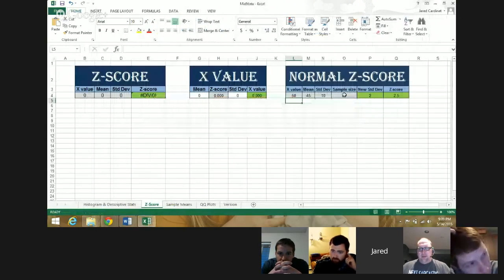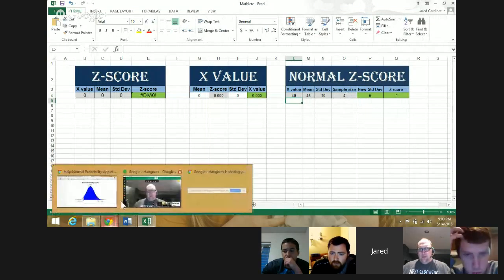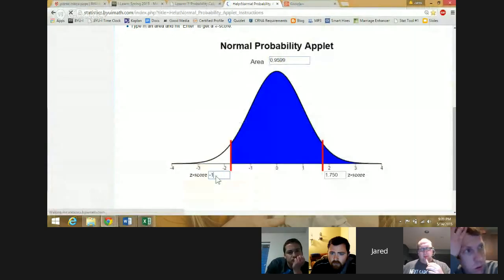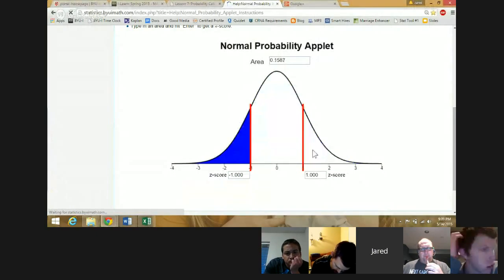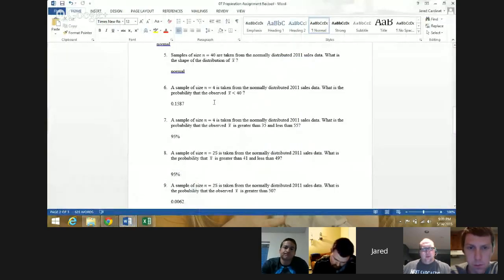Let's see, I'll do 6. A sample size of n equals 4 is taken from the normally distributed 2011 sales data. What is the probability that the observed x bar is less than 40? So your sample size is 4, and then the value is 40. A z-score of -1. And then we go to -1, and we want to know if it's less than, and we get this right here, 0.587. So the sample size is 4. Okay.